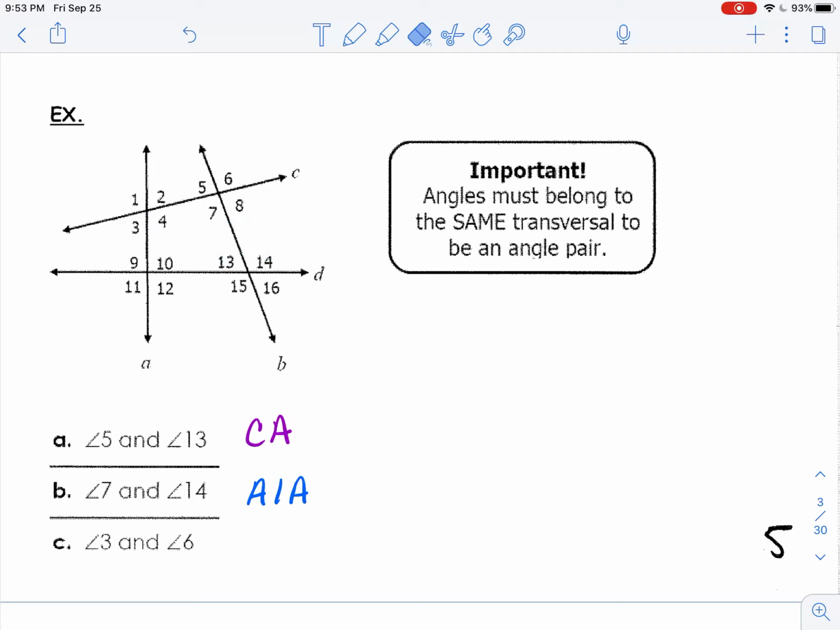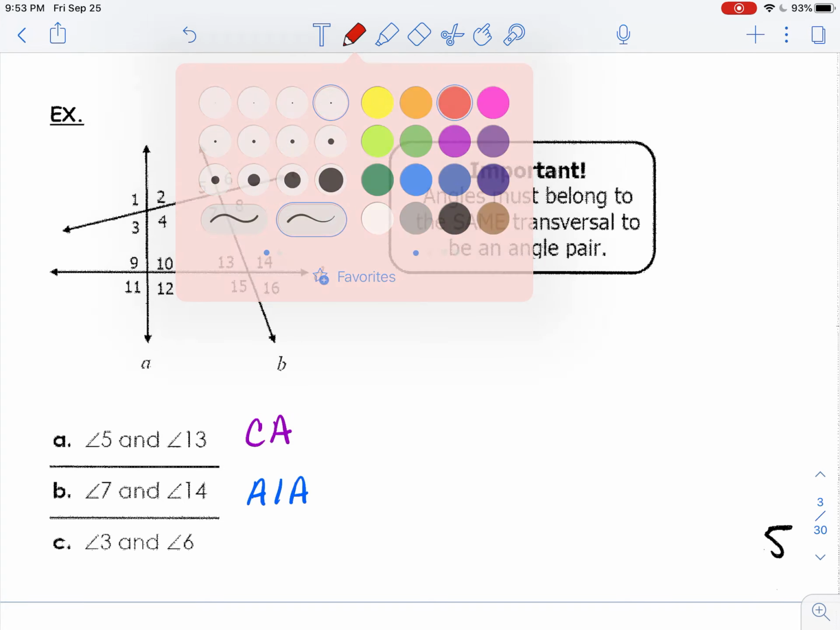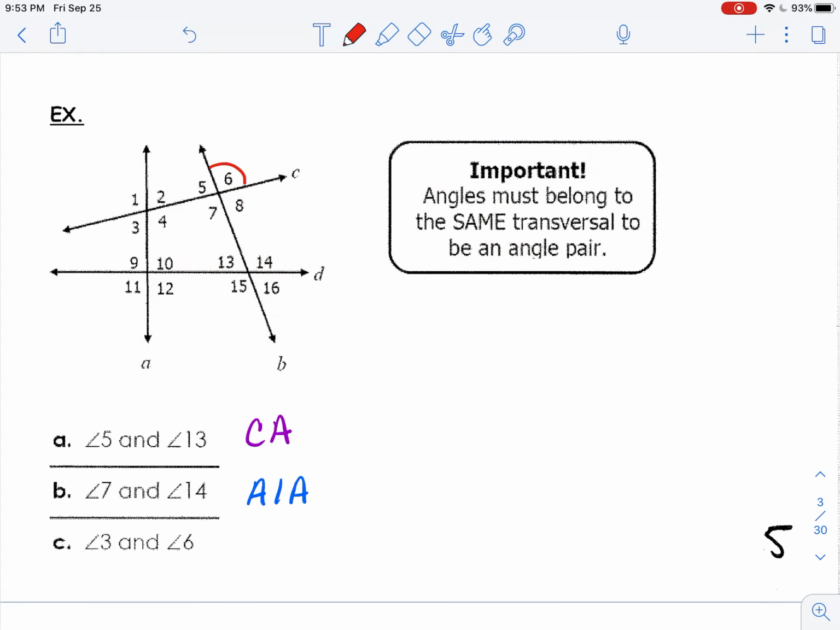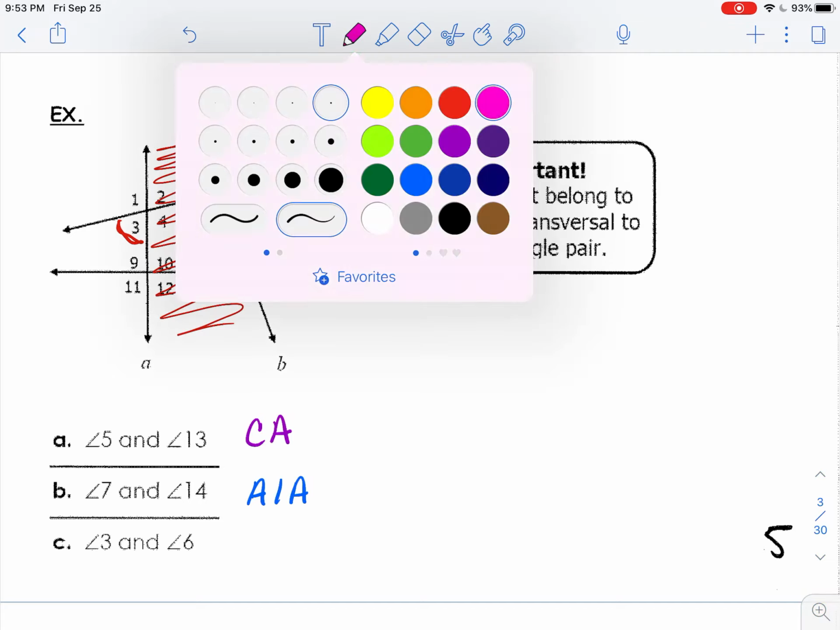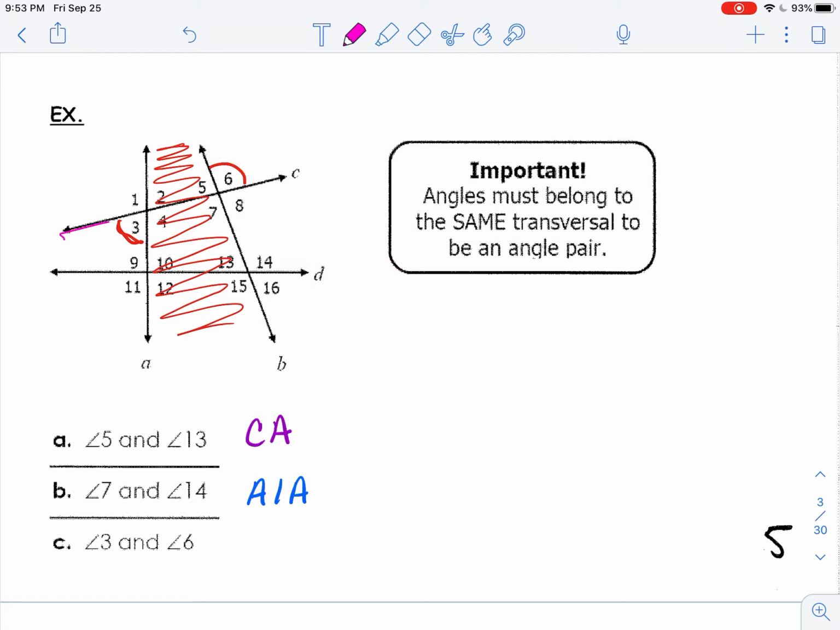All right, one last group. Let's see, angles 3 and angle 6. So angle 6 is over here and angle 3 is over here. Here's the interior region. When I'm looking at 3 and 6, I notice that both are in the exterior and they're on the opposite side of this transversal. Here's the transversal right here. They're on opposite sides. These are alternate exterior angles.